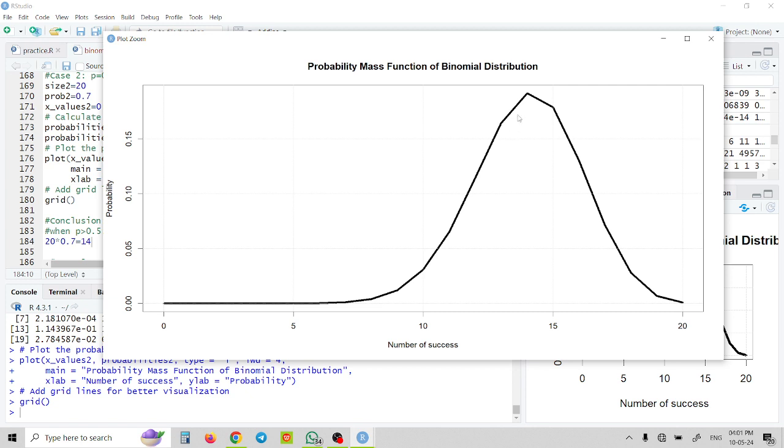Left skewed means most of the mass of the probabilities is on the left side of the distribution, to the left of the mean. Most of the mass of the probabilities is towards the left of the mean, so it is left skewed. This happened when we increased the probability and the number of trials stayed the same.